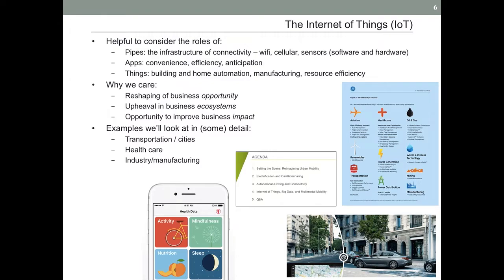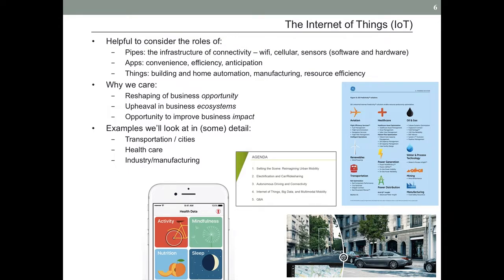I'll have more of this in class, more to say on this slide, but just look at the top 3 sub-bullets there. Pipes, apps, things. I want you to think about the pipes, the actual infrastructure of connectivity. Easy to take this for granted at any moment in time. You have Wi-Fi, you have cellular, there are sensors all over the place, but actually that infrastructure is a big deal and is definitely changing.